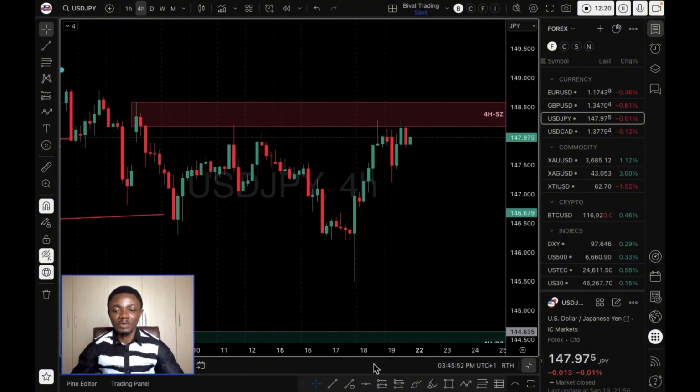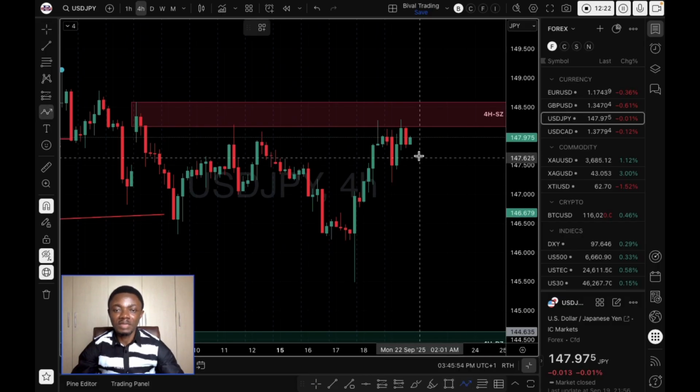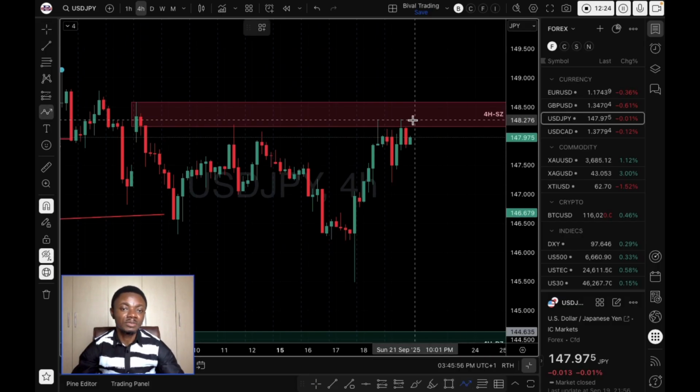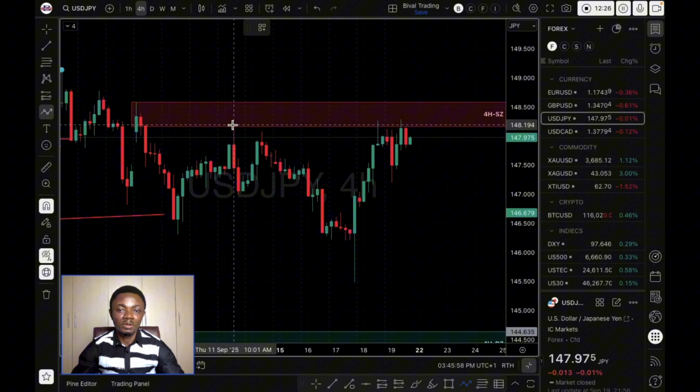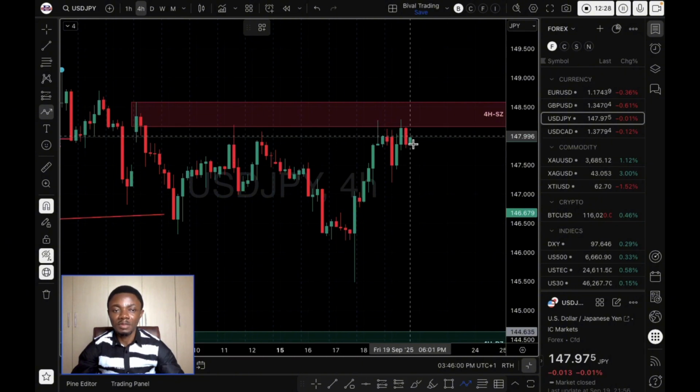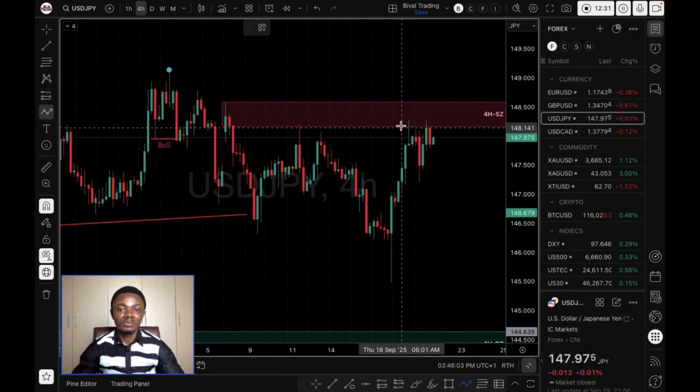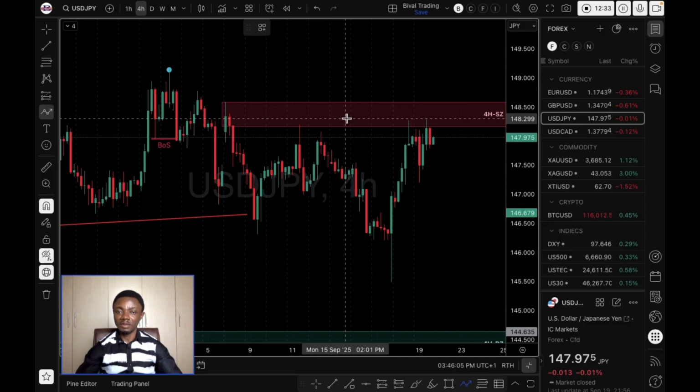Okay, right here on the 4 hours time frame, if you look at the chart very well, you can see price already within this supply zone. It's already been mitigated before. The first time, the second time, now the third time again. So as it stands now, this supply zone is not really that valid to trade again.